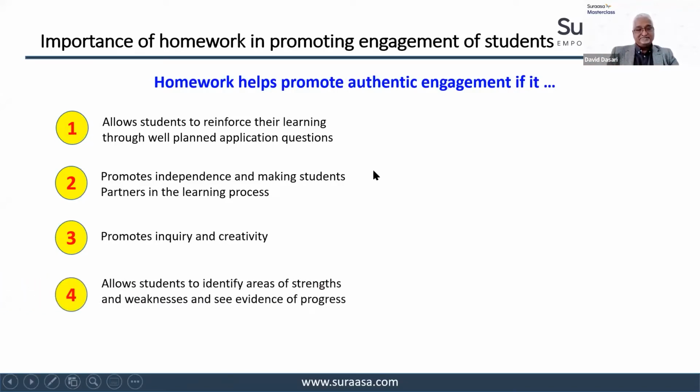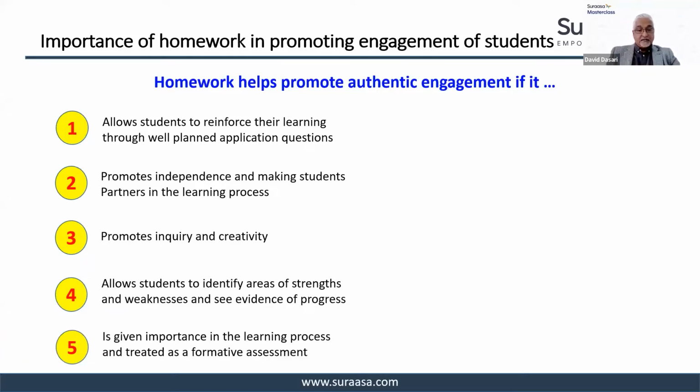Number 4, allows students to identify their areas of strength and their areas of weakness, and allows them to see the areas that they've progressed in and the gaps in their learning, so that they can set a plan for improving their learning. Number 5, it is given importance in the learning process and treated as a formative assessment, meaning that you don't give any summative grades for it. You're using homework as a formative assessment opportunity, giving students a chance to make a mistake, fix it, and allowing themselves to grow in the process.